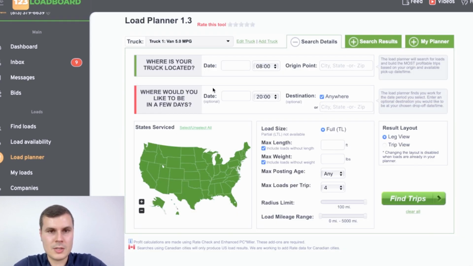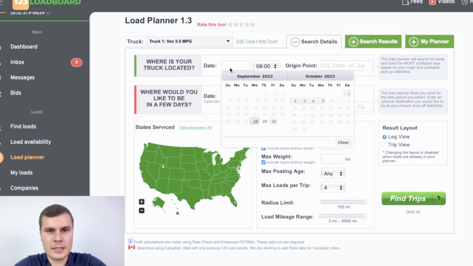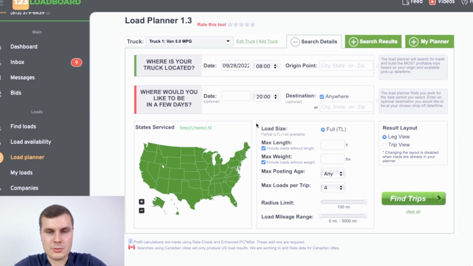So I'm just going to save this truck here quickly. And this is actually going to build a route plan for me. So this is a great tool for beginners. Let's see how it works. Where is your truck located? So I can put in a date. Okay, let's just say like today. Origin point. Let's say Indianapolis, for example. We'll go for Indiana this time. Here you go, Indianapolis, Indiana.